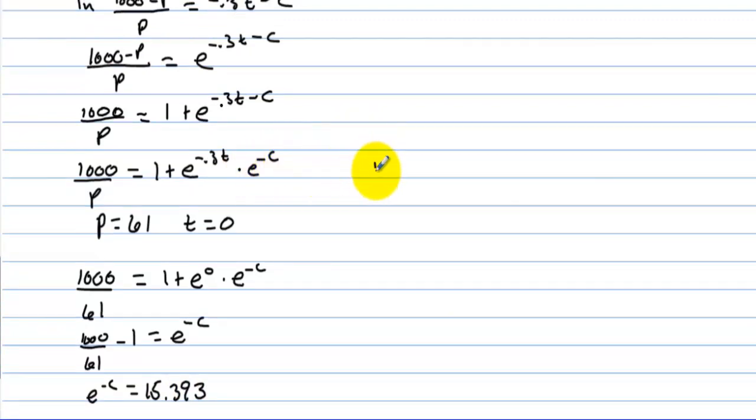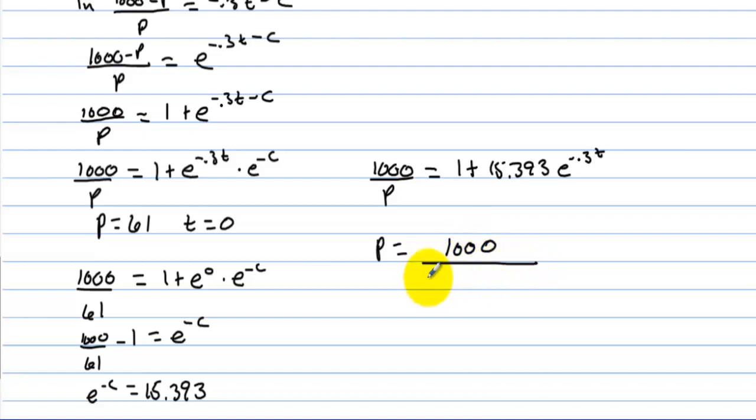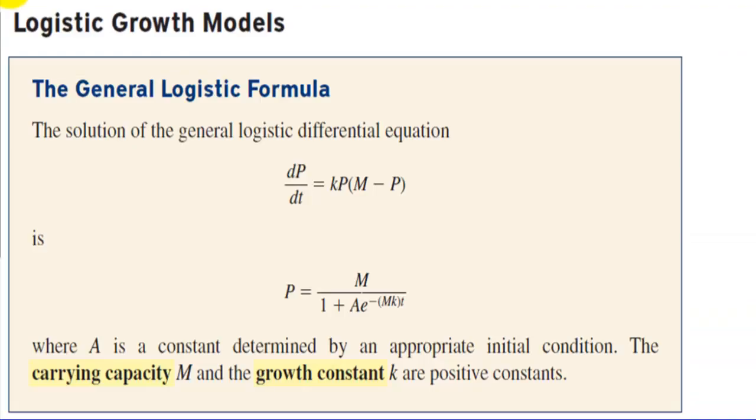How about right here? 1,000 over p is equal to 1 plus 15.393 e to the negative 0.3t. Now we can just divide by all of this and multiply by p. So p is equal to 1,000 over 1 plus 15.393 e to the negative 0.3t.